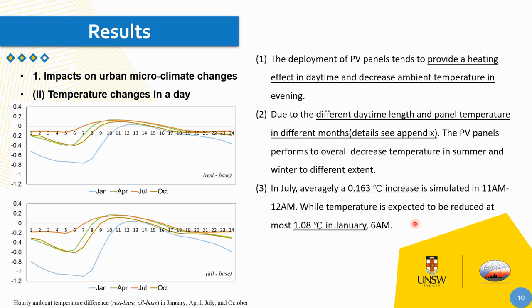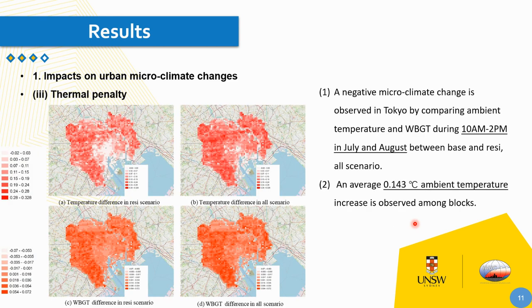By noticing there is a heating effect at noon, we further checked the temperature and WBGT difference during a specific period, 10 a.m. to 2 p.m. in July and August, which is very hot in Tokyo. We actually find a negative microclimate change in Tokyo when comparing the scenarios. An average of about 0.143 degree ambient temperature increase is observed among the blocks, which means that if we have more PV panels, we are actually heating when it's hot.